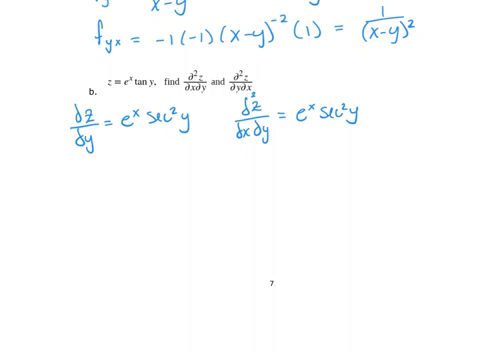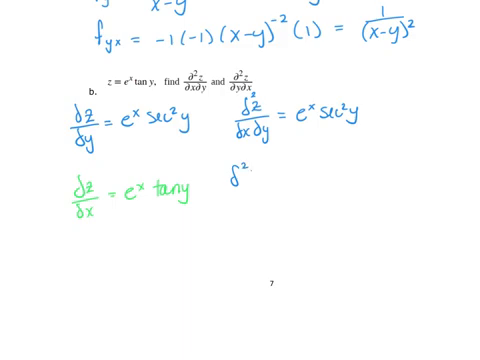Now we're going to do it the other way. So the partial derivative of z with respect to x first. If we do the partial derivative of z with respect to x, that means this is my function and this is a constant just coming along for the ride. And so this is going to be e to the x, the tangent of y.